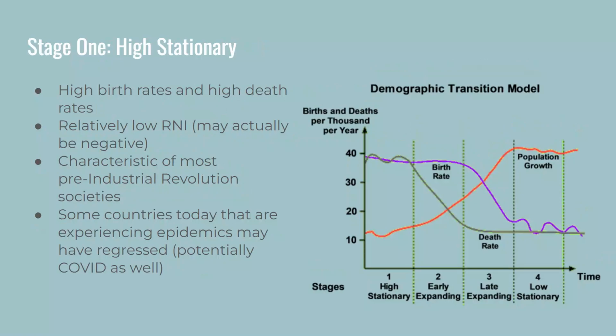Stage 1, high stationary. This is when there are high birth rates and high death rates, which result in a relatively low rate of natural increase, and it may actually be negative. This is characteristic of most pre-industrial revolution societies, and some countries today that are experiencing epidemics may have regressed to stage 1 as well. So potentially from COVID, tuberculosis, malaria, Ebola, as well as a bunch of other diseases. Those countries can be put into stage 1 because these diseases are so rampant.